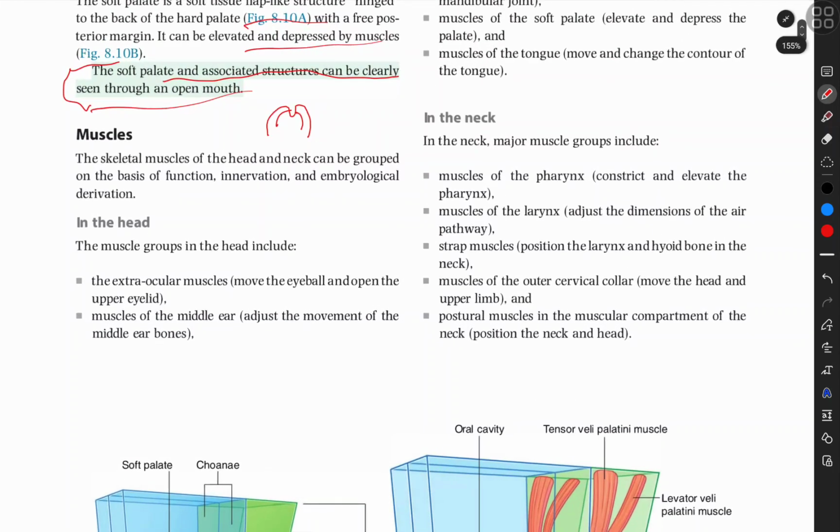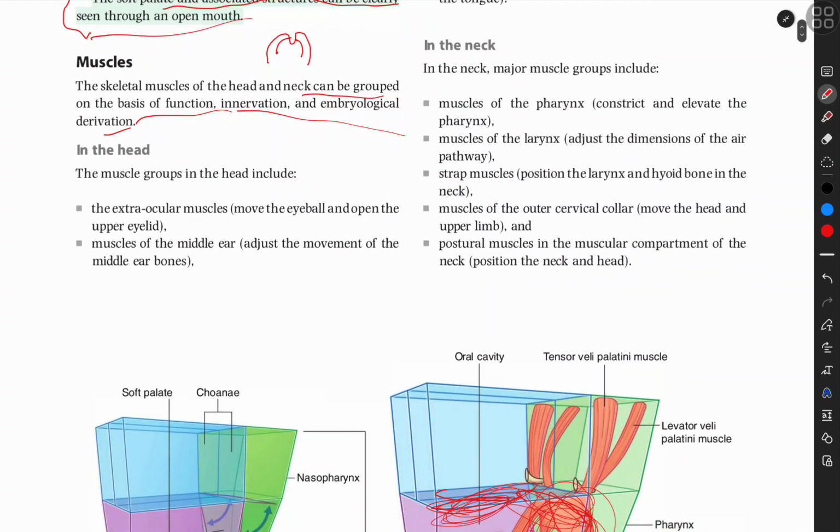Muscles. The skeletal muscles of the head and neck can be grouped on the basis of function, innervation, and embryological derivation. In the head, the muscle groups include the extraocular muscles, which move the eyeball and open the upper eyelid. Extraocular muscles move the eyeballs.